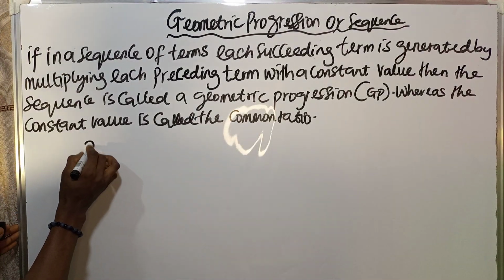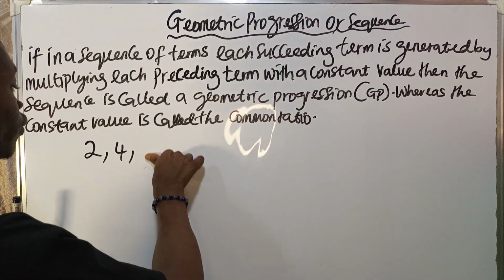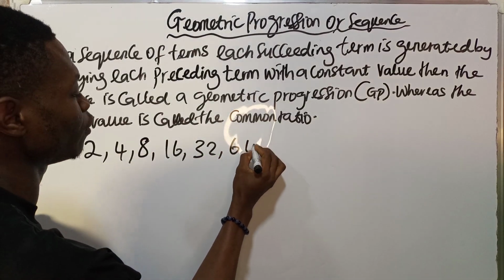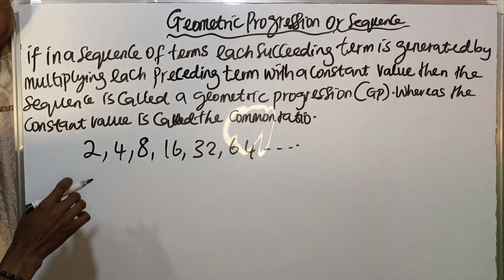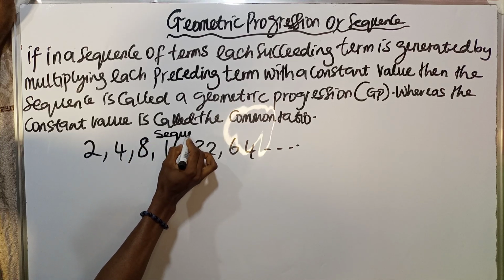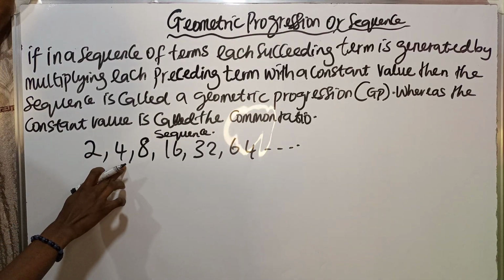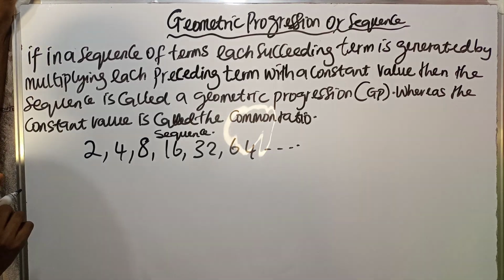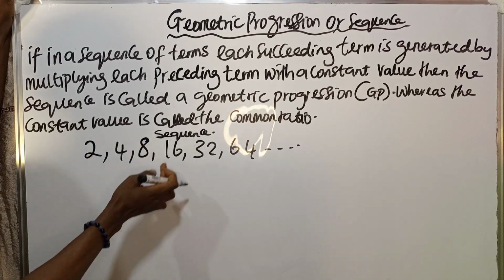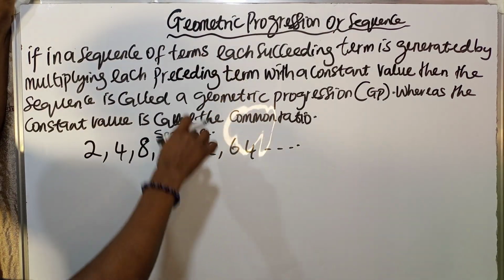Now, for example, if you have 2, 4, 8, 16, 32, 64, and so on and so forth, this is a sequence. Now, 2 multiplied by 2 will give you 4. Are you seeing that I'm multiplying with a constant value? 4 times that same 2 will give me 8. 8 times that same 2 will give me 16. 16 times that same 2 will give me 32. 32 times that same 2 will give me 64.